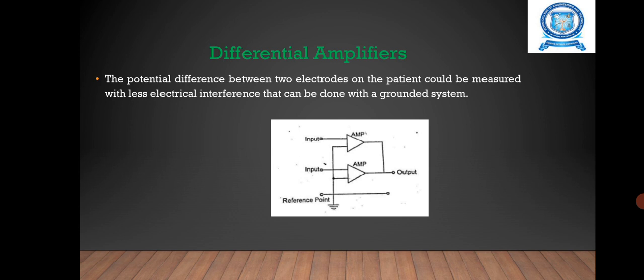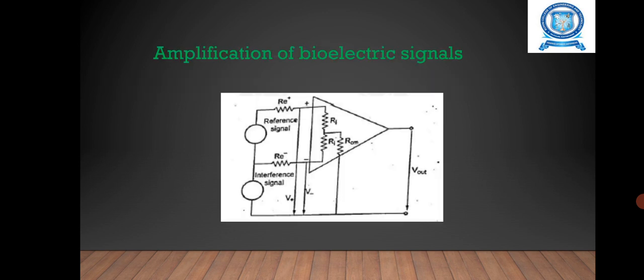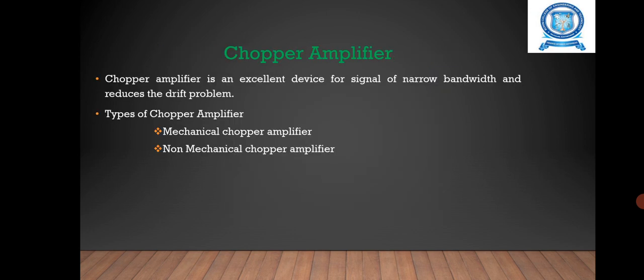Next one is the differential amplifier. The potential difference between two electrodes on the patient can be measured with less electrical interference with a grounded system. Here, electronic amplifiers are normally referenced to ground through their power supplies. Here we have one technique, used not only in electrocardiography but also in the measurement of other bioelectrical signals. It is the use of a differential amplifier. A differential amplifier can be considered as two amplifiers with separate inputs and a common output terminal.